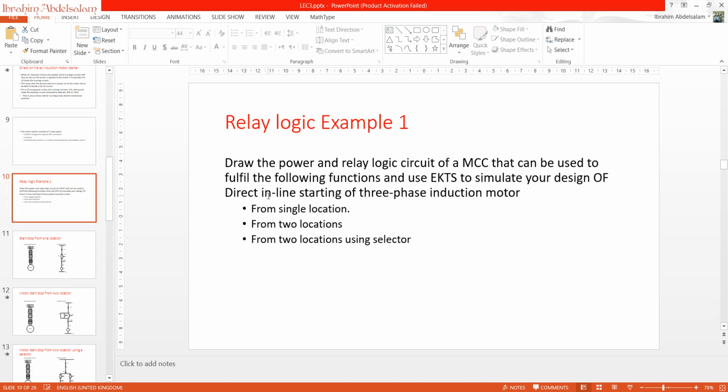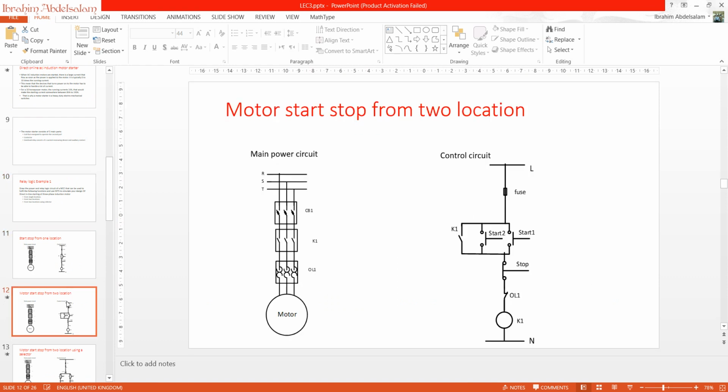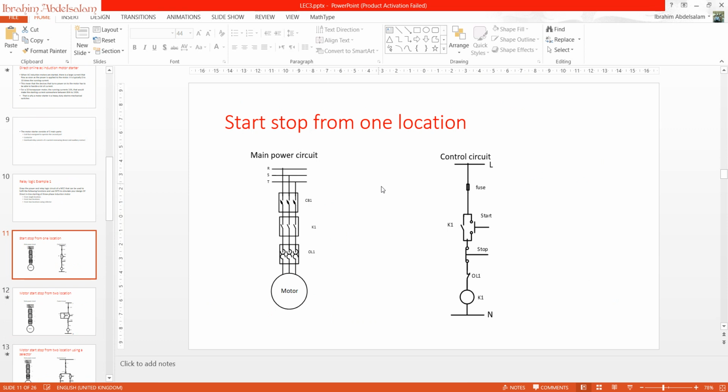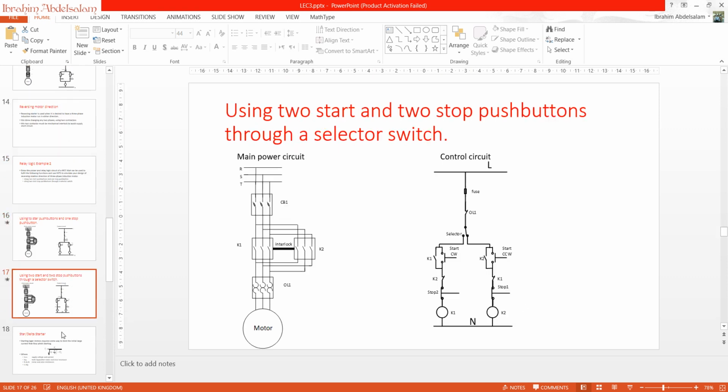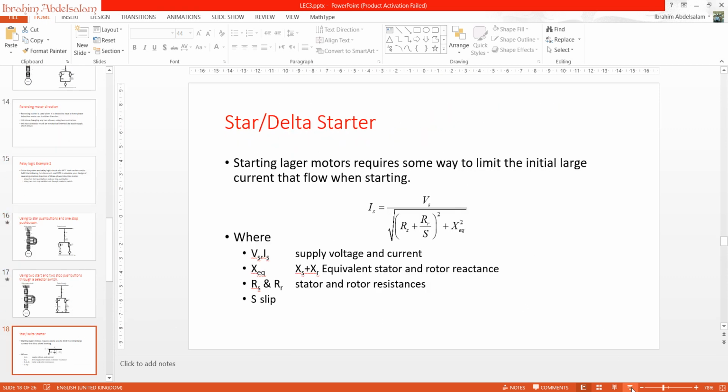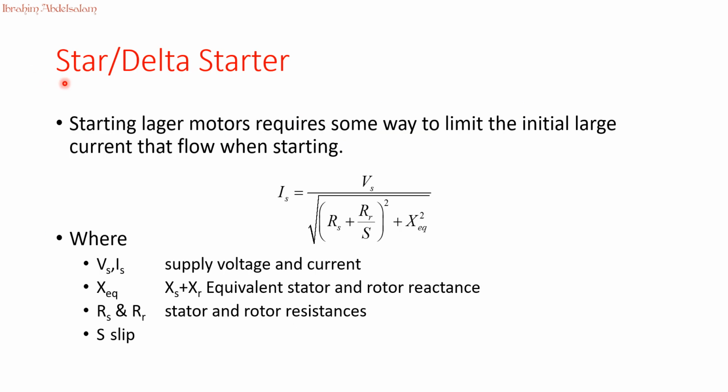First is direct line start of three-phase induction motor. And as we discussed last time, we have two main circuits in relay logic: the main power circuit and the control circuit, and then reversing motor direction. That's the end of part one. Today we'll talk about star delta starter for three-phase induction motor.